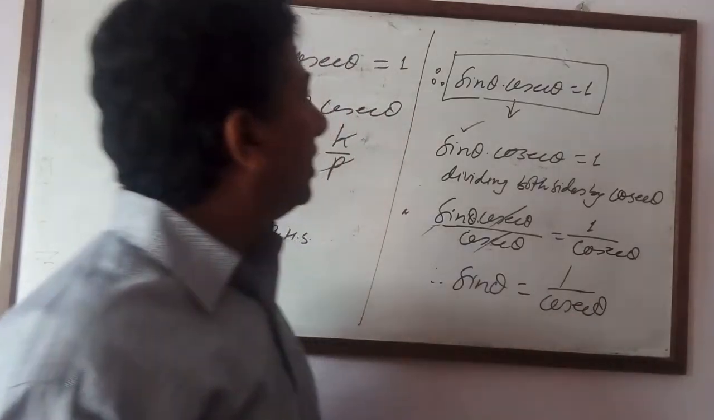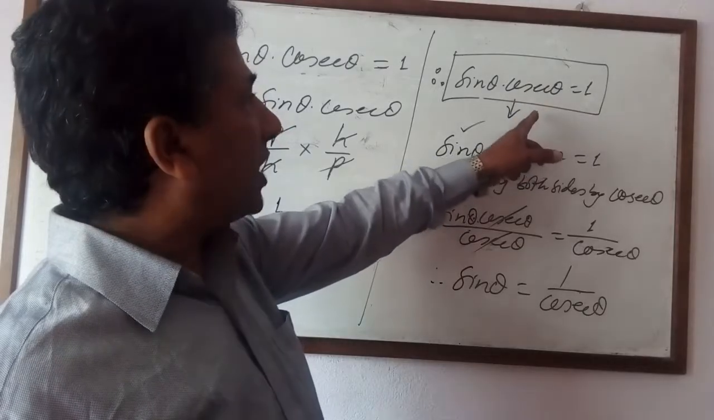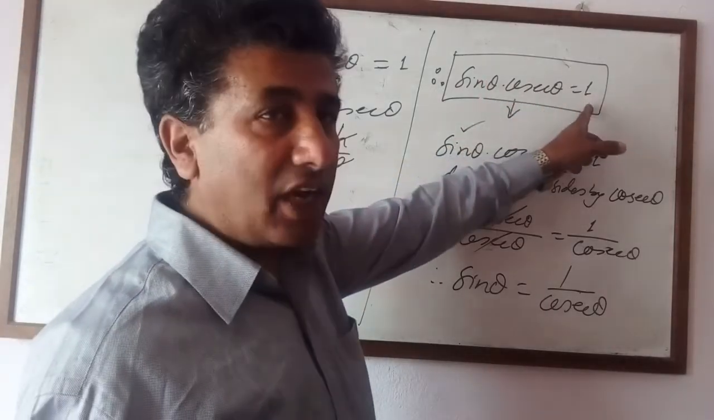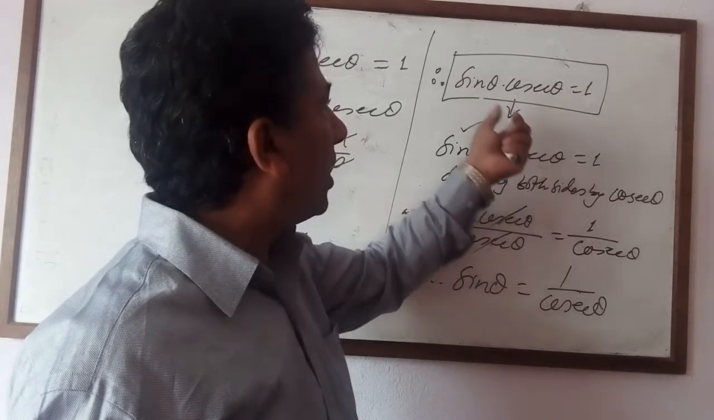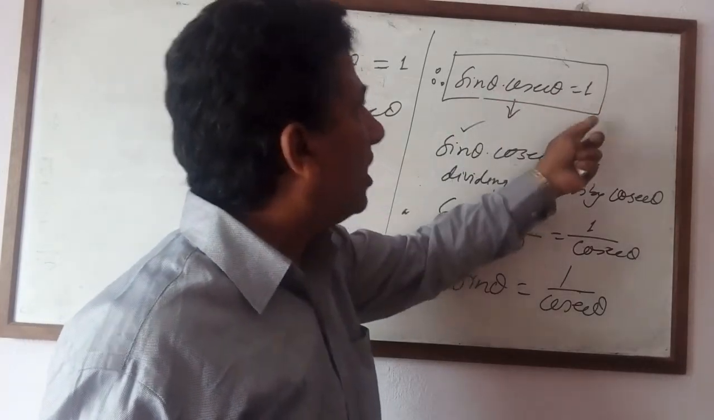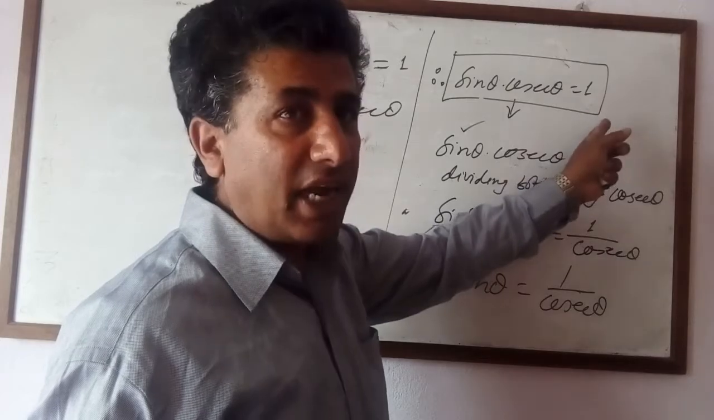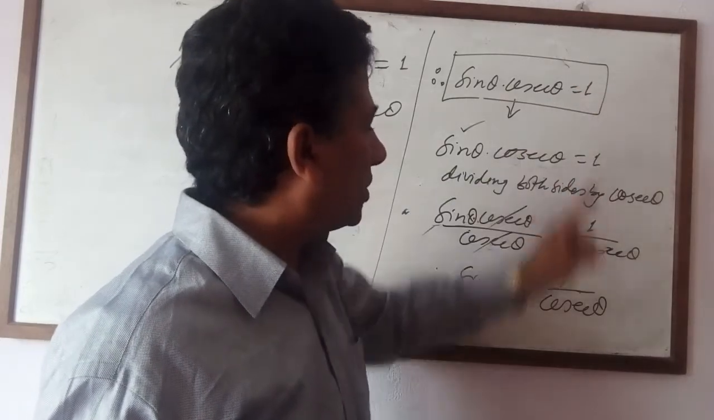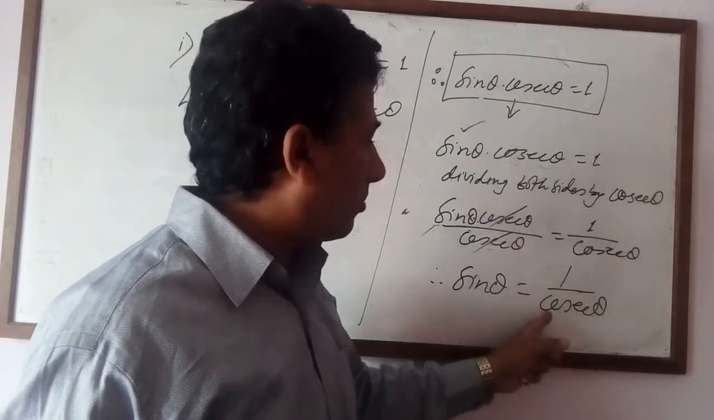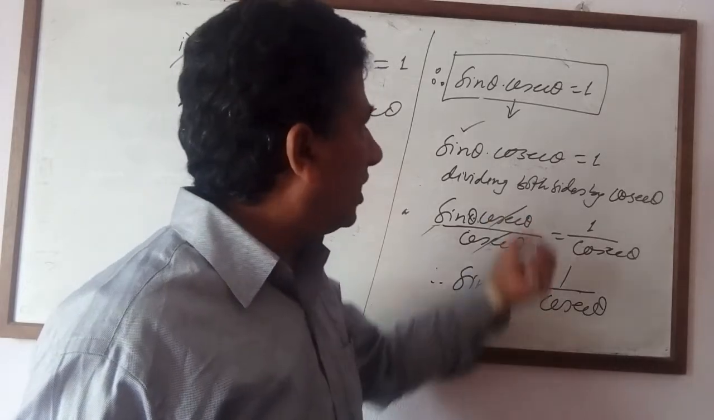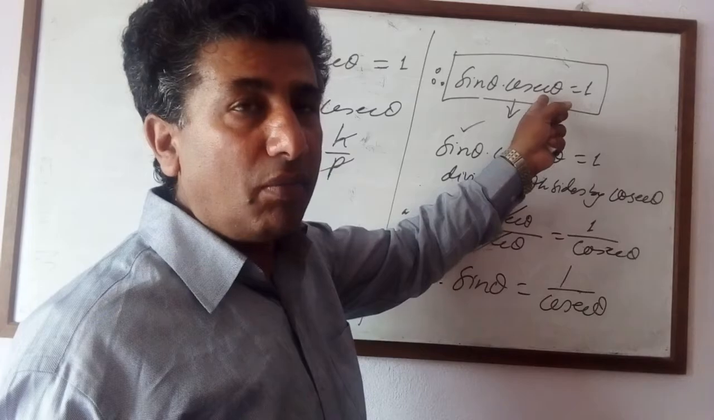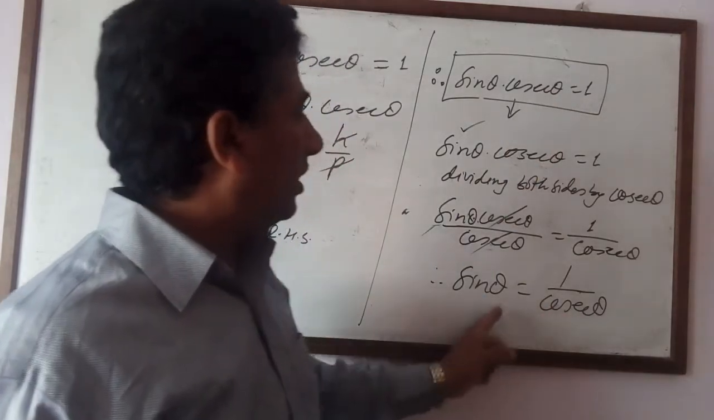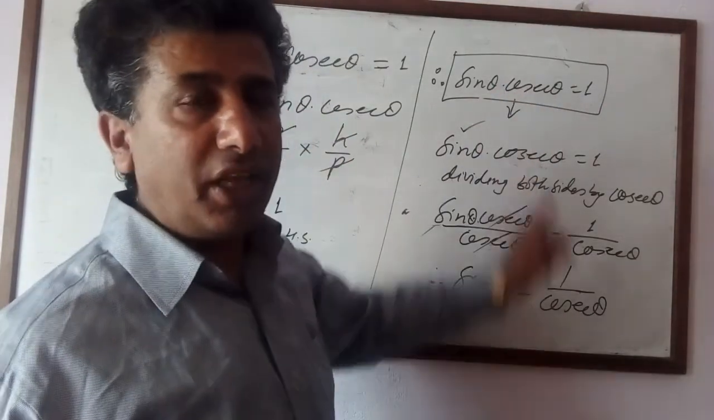Now this is the main formula. What you have to understand: sine theta times cosec theta equals 1. By this relation, you should have the capacity to find sine theta equals 1 by cosec theta and cosec theta equals 1 by sine theta. This is the proof. If you understand this, then without calculating you must be able to find this directly. Do not think they are different.